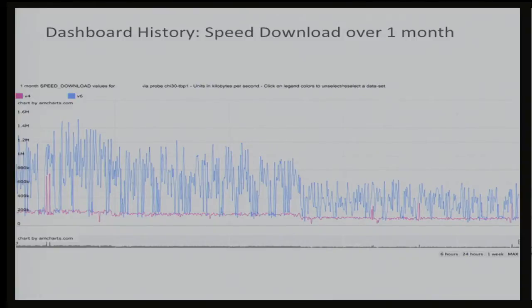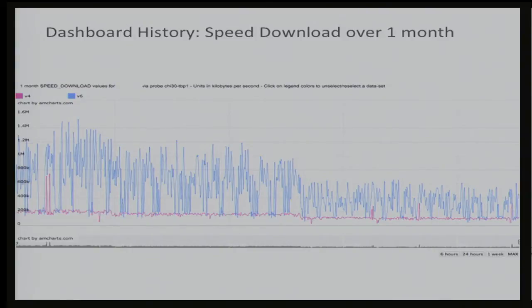One is v6 performance is generally faster than v4. In fact, the worst v6 performance is about the same as v4 for this website from this hub over this time period. That's pretty interesting. But the other thing is, it's really spiky. The v6 performance changes radically from sample to sample, and I have no idea why.